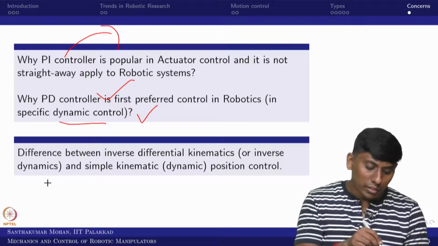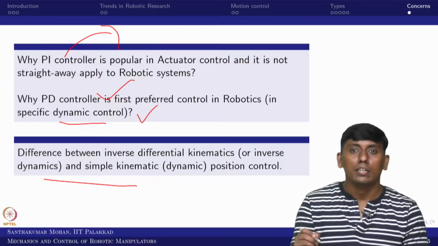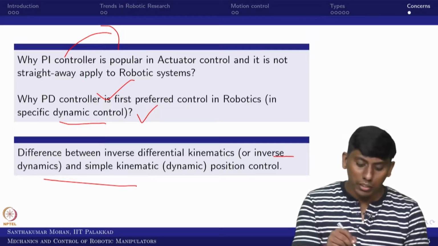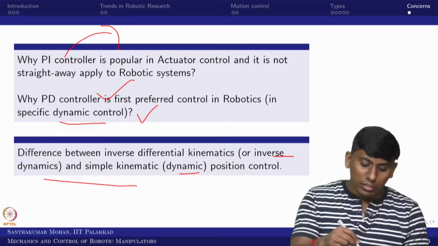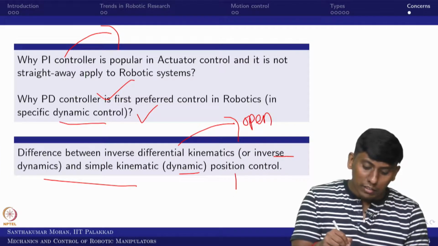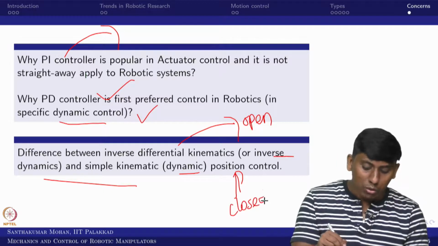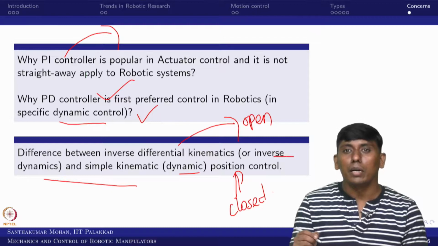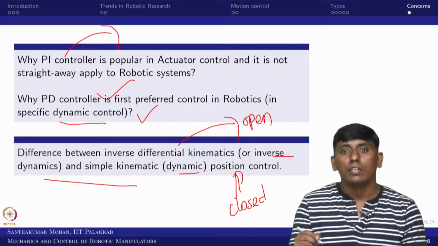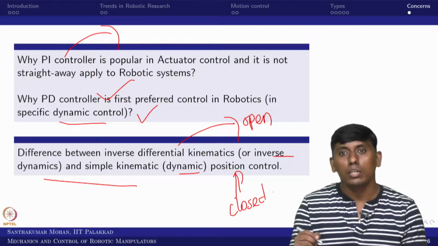The second part is the difference between inverse differential kinematics and kinematic position control. You already know, you can even talk about inverse dynamics and dynamic position control. Inverse differential kinematics or inverse dynamics is a feed forward control, a simple open loop, whereas the position control or motion control is closed loop. So kinematic or dynamic position control is feedback control. That is what we should know.